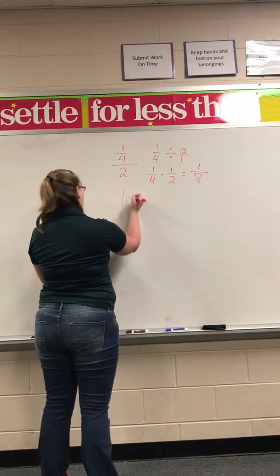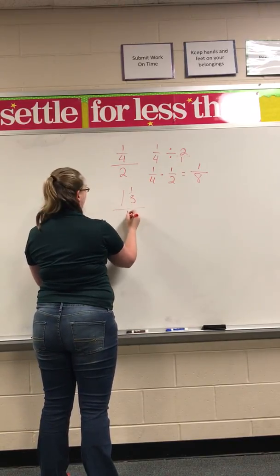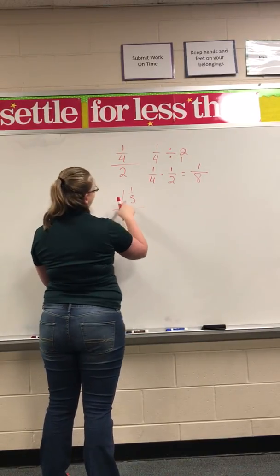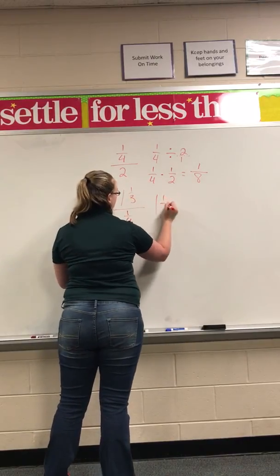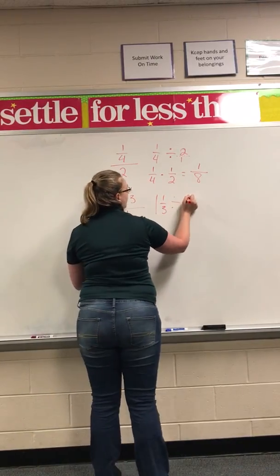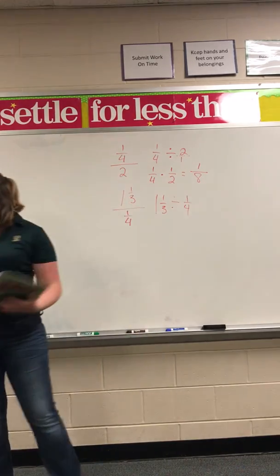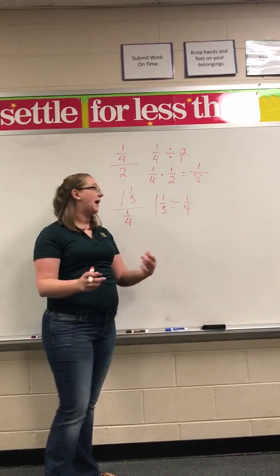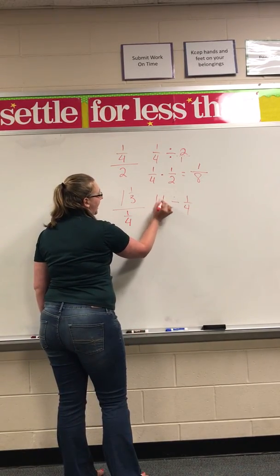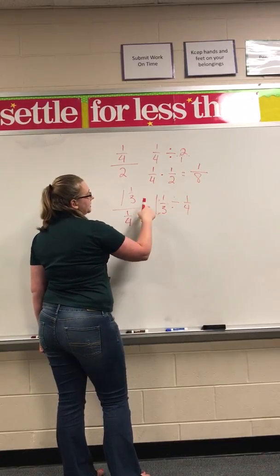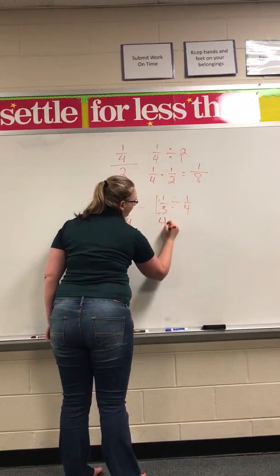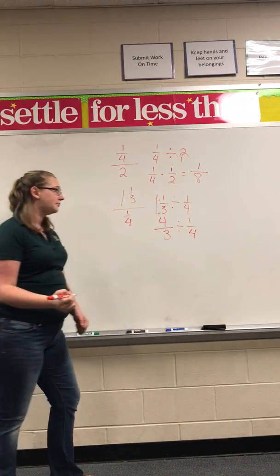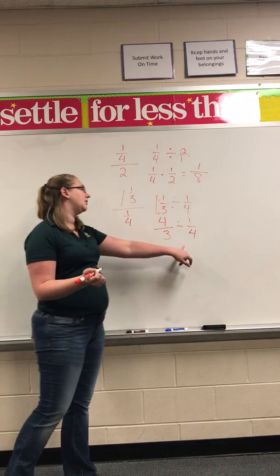1 1/3 divided by 1/4. That's the same as saying we're going to take 1 1/3 divided by 1/4. Well, we can't do that with a mixed number. We have to convert it to an improper fraction, which means we have to get mad. We multiply, we add, and we divide. 3 times 1 is 3, plus 1 is 4. 4 divided by 3 divided by 1/4. Again, we know that we cannot keep that division as is.